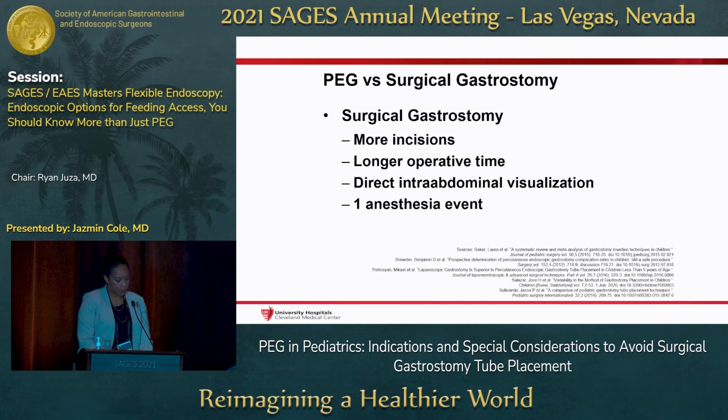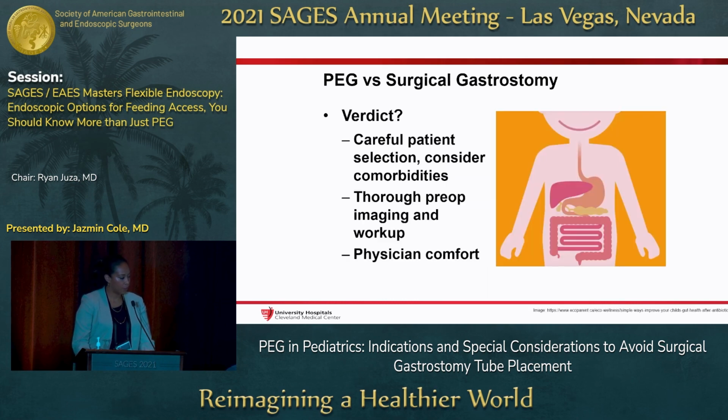Surgical gastrostomy, on the other hand, requires more incisions, especially when performed laparoscopically, and longer anesthesia and operative times. The benefits are that surgical gastrostomy provides direct intra-abdominal visualization, and so in patients with prior abdominal surgeries and a concern for adhesions, or those with shunts or catheters in place, or with organomegaly, this may be a better option for them. The exchange after surgical gastrostomy can also often be done in an outpatient clinic setting and doesn't necessitate a second anesthesia event. And so what's the verdict?